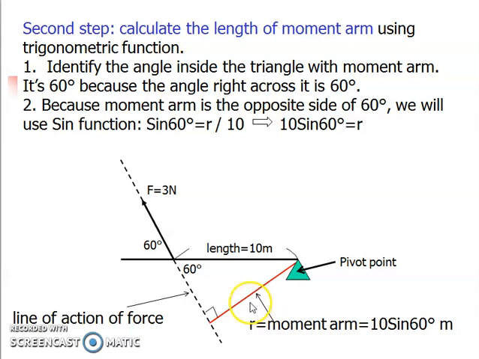When we need to calculate the opposite side, we use the sine theta function. So we use sine of theta, which is 60 degrees, equals R, which is your opposite side, over your hypotenuse. The hypotenuse is the 10 meters that was given previously. From there, multiplying both sides by 10, you'll figure out that R, our moment arm, is equal to 10 times sine 60 degrees. The unit should be meters, since the unit for length is meters.